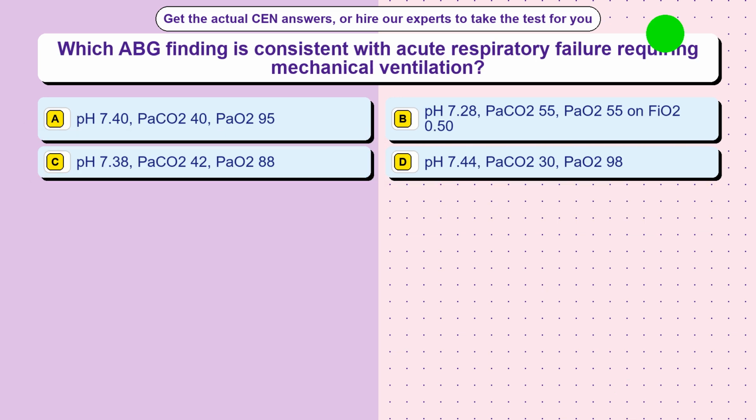Question 35. Which ABG finding is consistent with acute respiratory failure requiring mechanical ventilation? Option A, pH 7.40, PaCO2 40, PaO2 95. Option B, pH 7.28, PaCO2 55, PaO2 55 on FiO2 0.50. Option C, pH 7.38, PaCO2 42, PaO2 88. Option D, pH 7.44, PaCO2 30, PaO2 98.